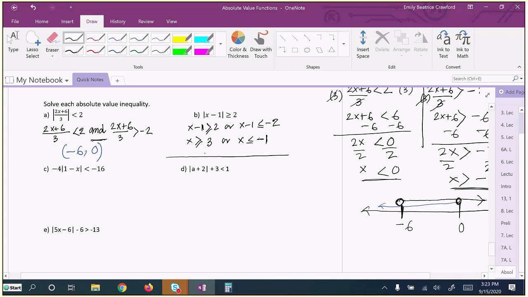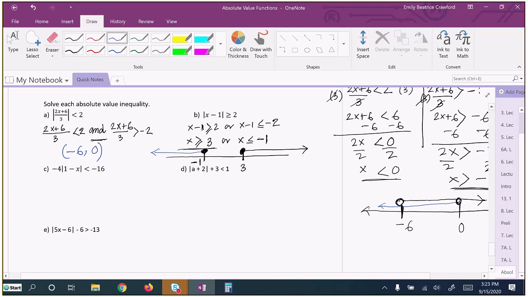And then I do the number line. The lower number is negative 1. The higher number is 3. I have equality, so they are closed dots. Now see, x greater or equal to 3 means you are going to go to the right-hand side. x less or equal to negative 1 means you are going to go to the left-hand side. So I have two intervals as my solution.